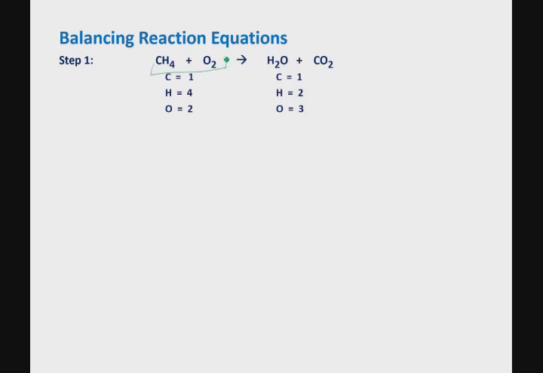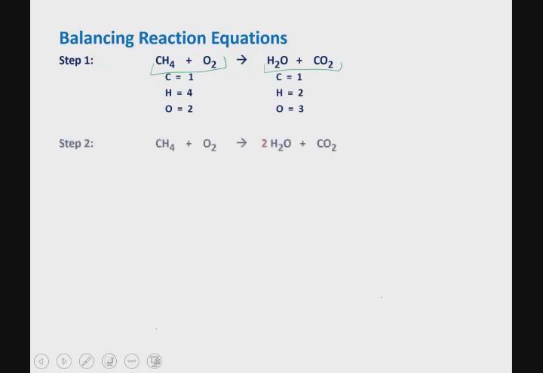So if you add up all the carbons on the reactant side, that's 1. The total number of H's on the reactant side is 4. Total number of oxygens is 2. Similarly, take stock of all the atoms on the product side as well. And you can obviously see that there are equal numbers of carbons on both sides. That is good, but hydrogen and oxygen atoms are not equal. So we do need to work a little bit to balance these.